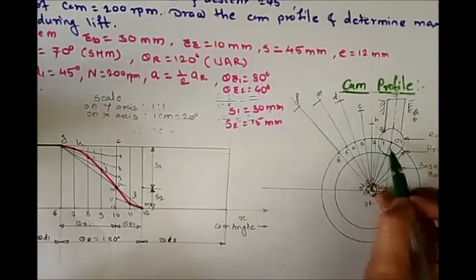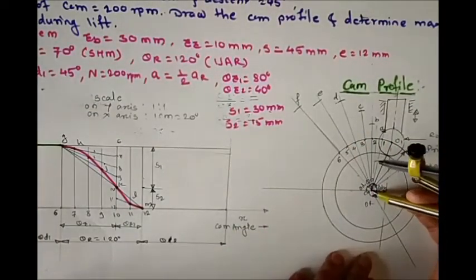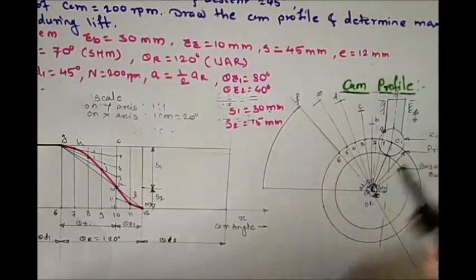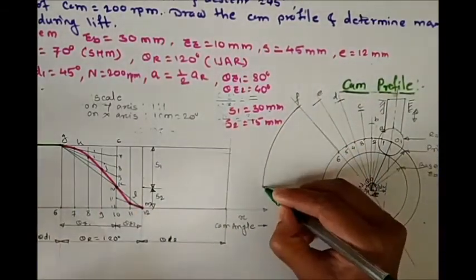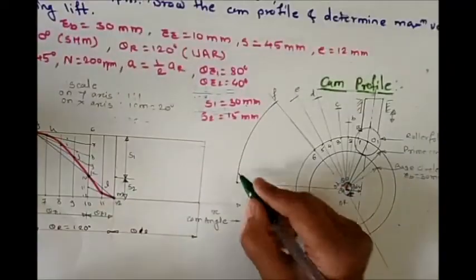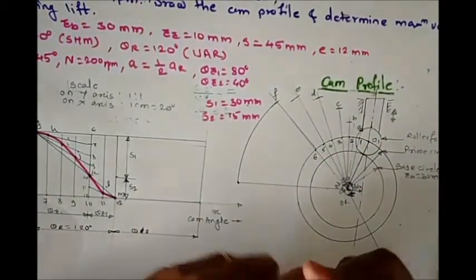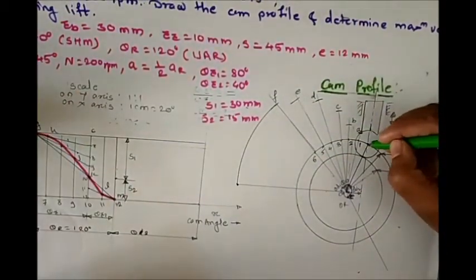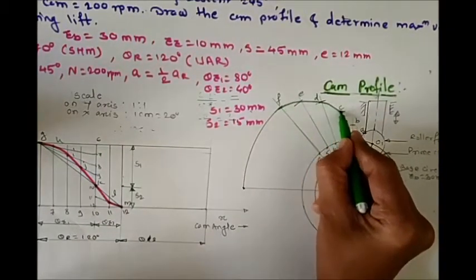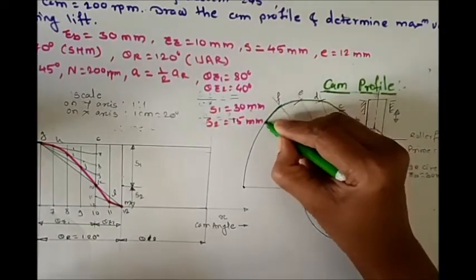Here we get the points A to F. Now, there is a dwell period, so for the dwell period the points F and G are the steady position. So here we directly draw the FG curve. Now join these ABCD points with a smooth curve, and that is your pitch curve.